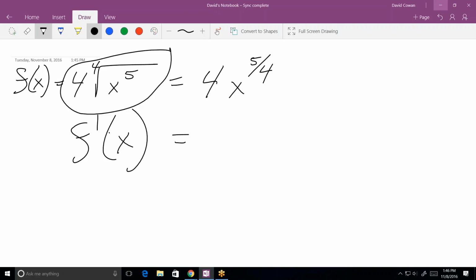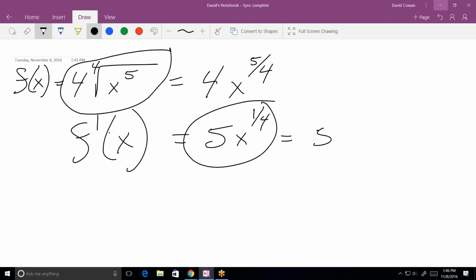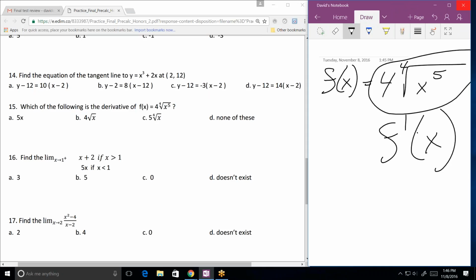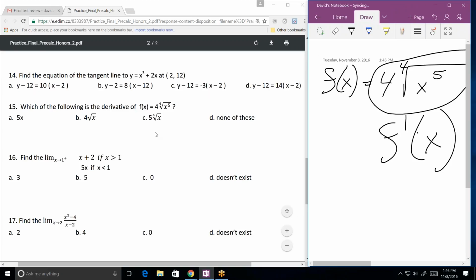What do you get when you use the power rule? 5x to the 1/4. Exactly. And if you must put it back into radical format, which I don't know why you would have to, but if you have to, then it's 5 times the 4th root of x. And let's see, what did this ask for? Just the derivative. So 5 times the 4th root of x. Notice the answers were all in radical format.